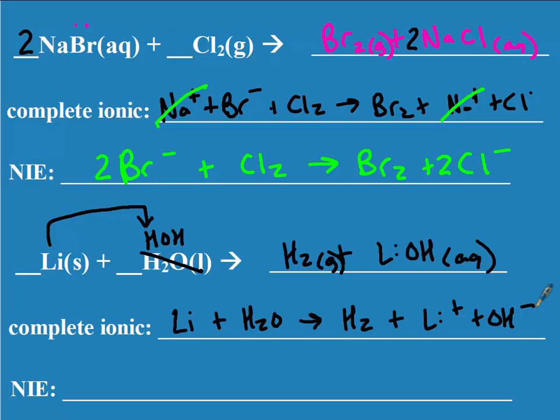For the complete ionic, you should have gotten this. Notice that nothing is crossing out. We don't have any spectator ions because the only thing that dissociated was lithium hydroxide. But I do need to balance that. So I'm going to rewrite it down here and then balance.